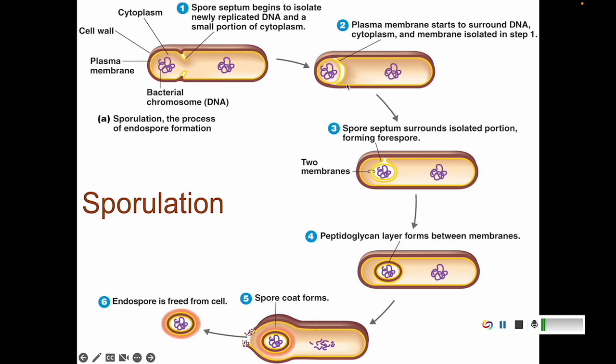It surrounds its DNA with plasma membrane, and then it starts to form a spore septum. You've got two membranes around it. You're filling it in with peptidoglycan, and then you cover this entire thing with a spore coat. And that spore coat is resistant to lots and lots of stuff. At that point, your original chromosome breaks apart, your spore is released, and you have an endospore ready to sit there and be dormant and survive until it looks like it's a good place to start growing again.